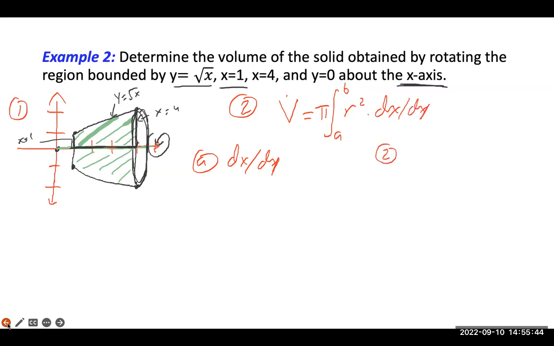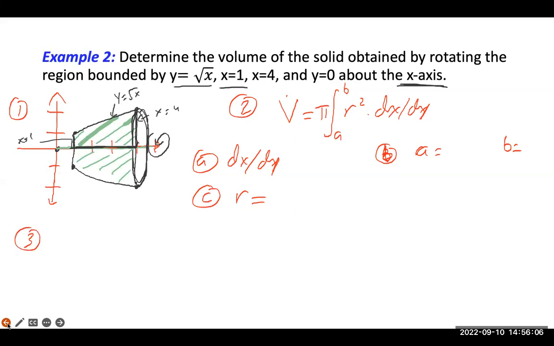Second, you need to figure out what your bounds are. What's your a? What's your b? Meaning, what's the leftmost and the rightmost bounds of this region. And then step number 3, we need to find the radius. Once we have all those, we're going to plug it into the formula and do the calculation.